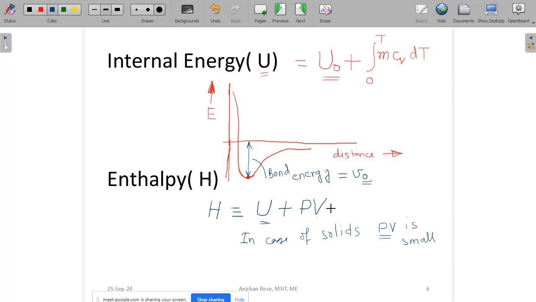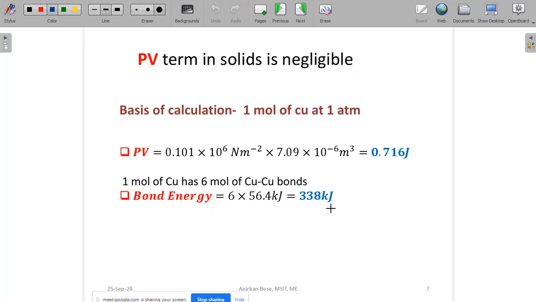Just to get this idea, here you can see one example. This example is for 1 mole of copper at 1 atmosphere. If you see the PV term, 1 atmospheric pressure is approximately 0.1 megapascal, and the volume of 1 mole of copper is 7.09 into 10 to the minus 6 meter cube. If you multiply, you will get 0.716 joule.